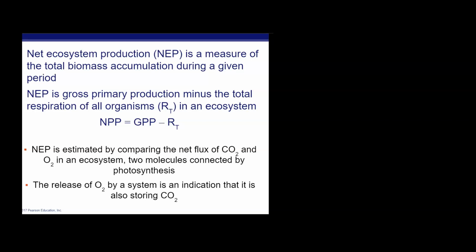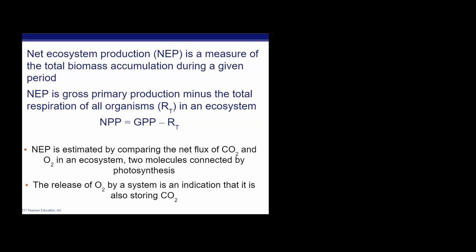And it's going to be equal to the gross primary production minus the total respiration of all of the organisms living within that ecosystem. So the only difference is not looking at just a single group of organisms in a smaller ecosystem or a small area, for example. It's looking at an entire ecosystem and all the living organisms in it.